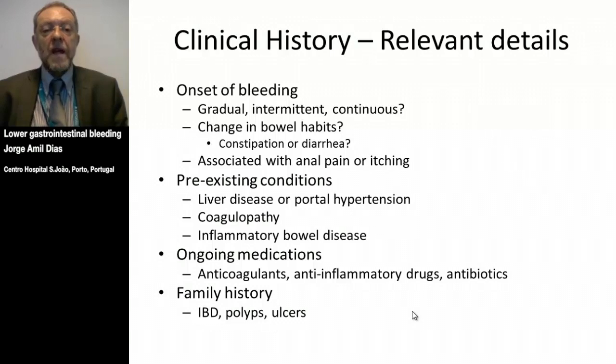We need to check carefully whether the patient is already taking any sort of medication, and we know that some drugs are associated with increased risk of bleeding. Clearly, anticoagulants may cause bleeding from any part of the body, but clearly from the GI tract.